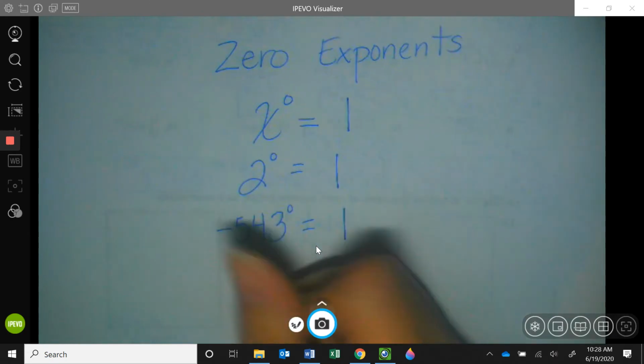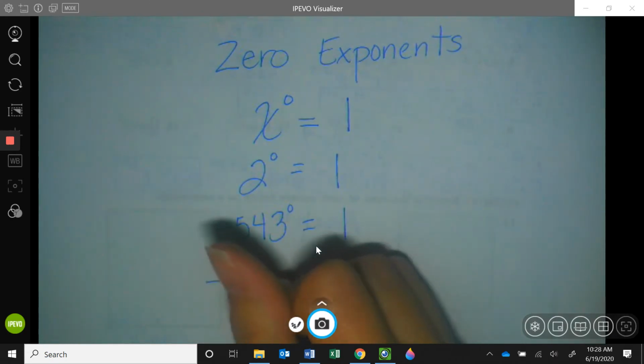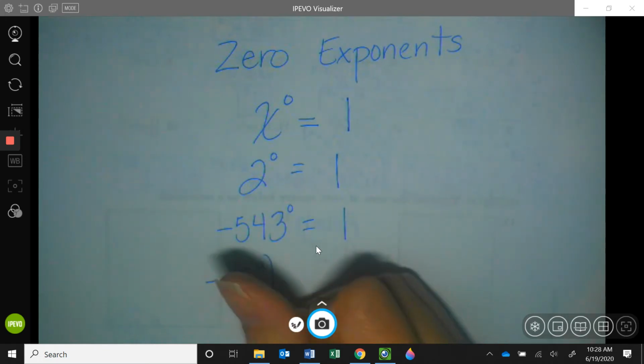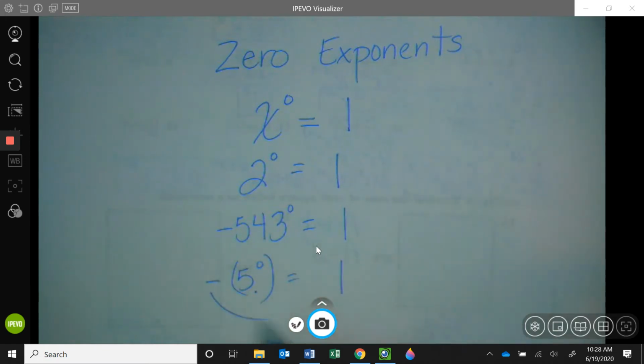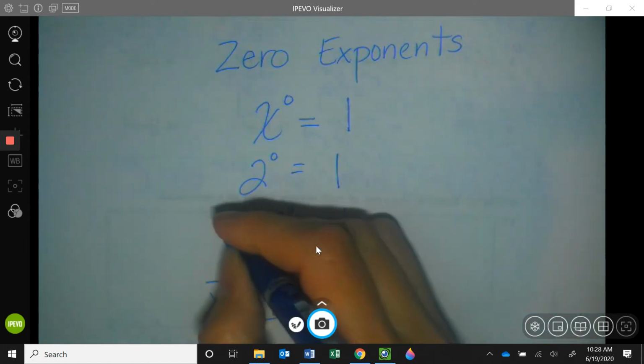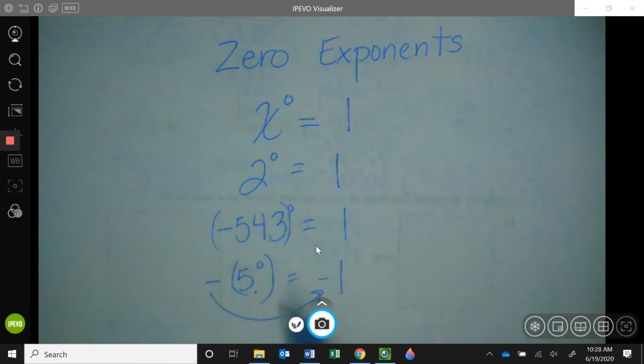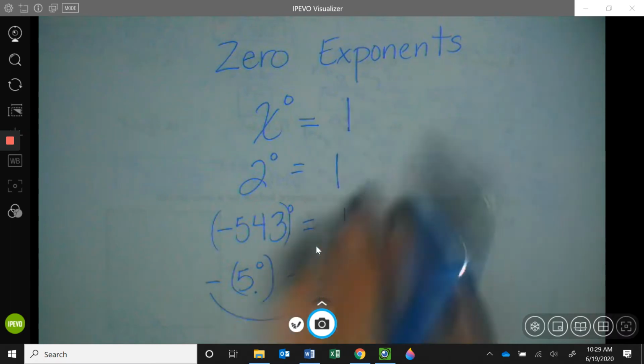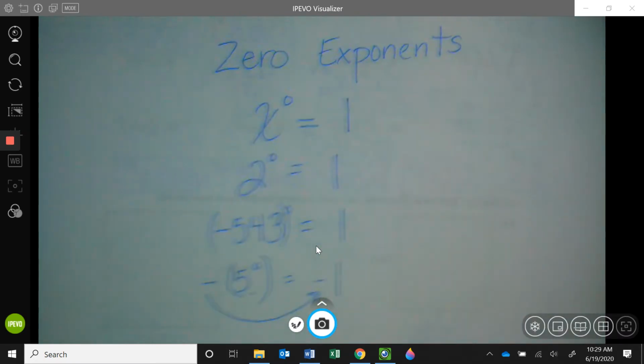Now, if you had something that looked like this, what's inside equals 1, but then the negative has to go with it, okay? So you kind of have to think about what is the 0 affecting. So in here, the 0 is affecting only the 5. Here, the 0 is affecting the whole thing, and so the whole thing becomes 1. So do be careful about that part. But other than that, 0 exponents always become 1.